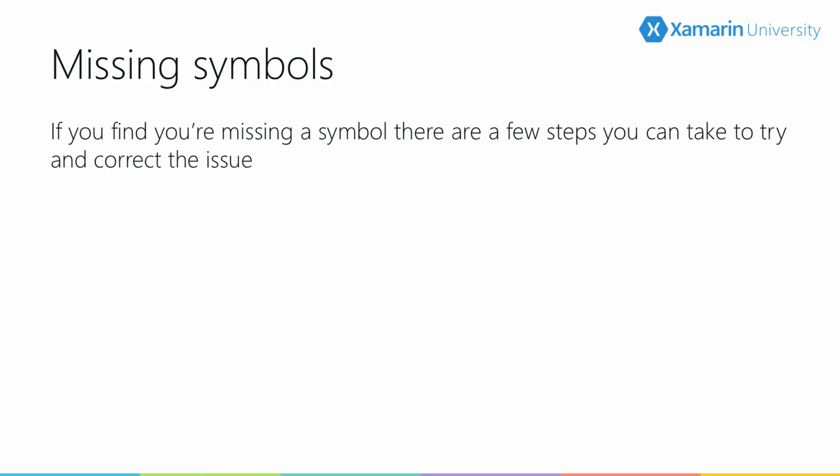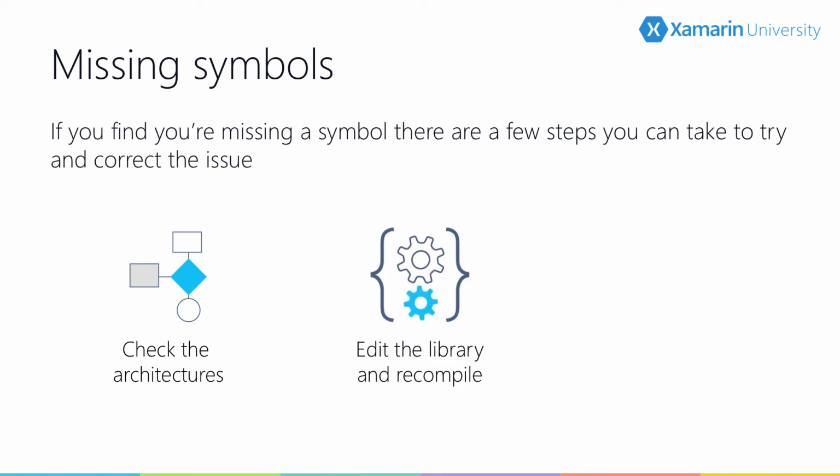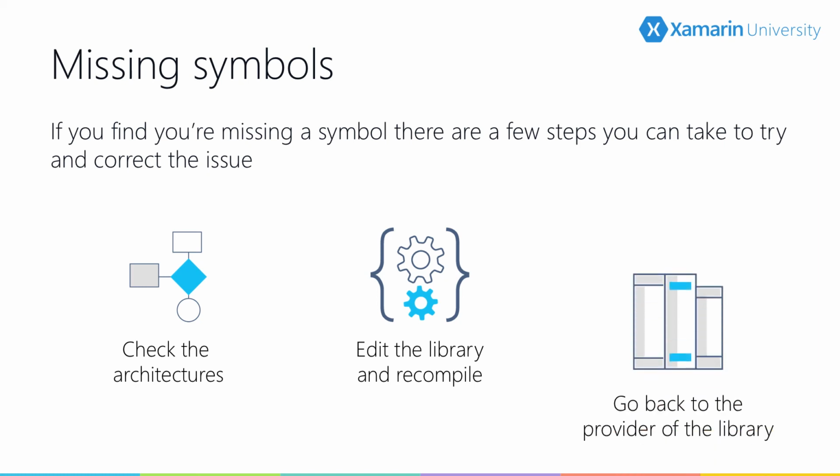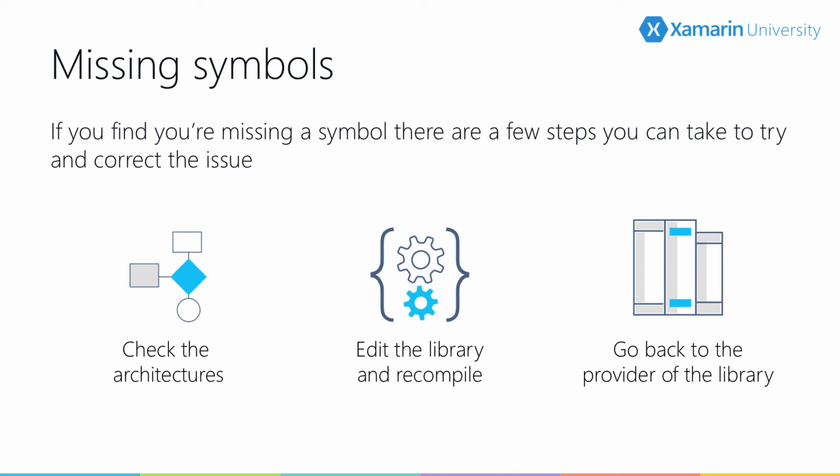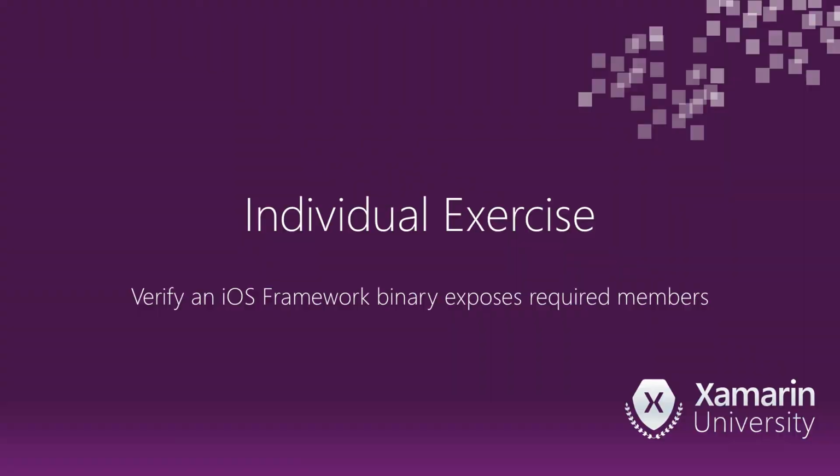In terms of rectifying the missing symbol scenario, there are a few potential steps you can take. First, you'll be able to check your binary architectures included. It might be you are compiling for device, but using the simulator binary. Alternatively, you'll be able to edit the source code and recompile the code. Most of the time though, you're going to have to go back to the provider of your library and make sure that you have either a FAT file or the specific library architectures to target a specific build type.